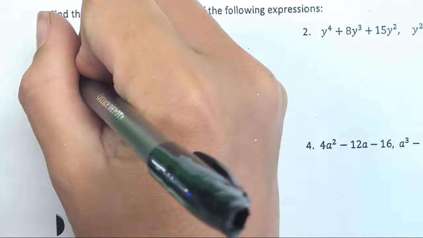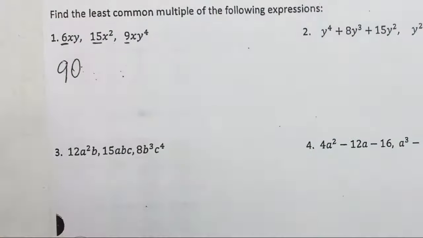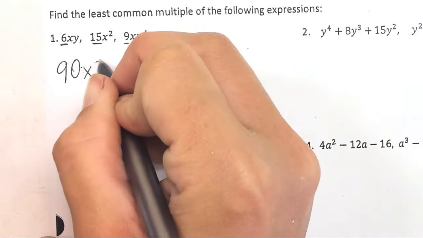So 90 would be our coefficient, correct? Any questions about how we got that part? Now let's look at the letters. So we have x, x squared, and x. Which one has the biggest exponent out of that? And can x go into x squared evenly? Yes. Does that make sense? Okay, so it would be x squared.